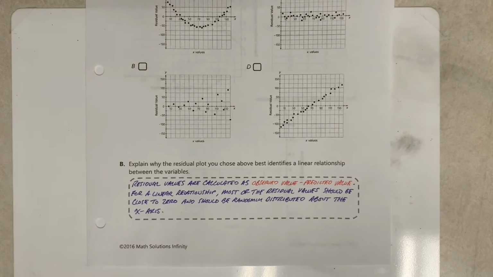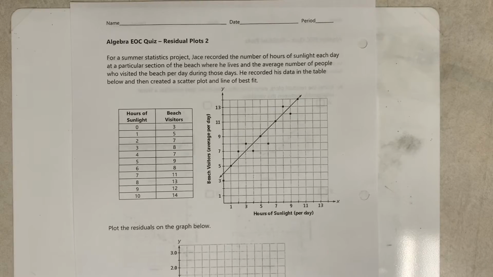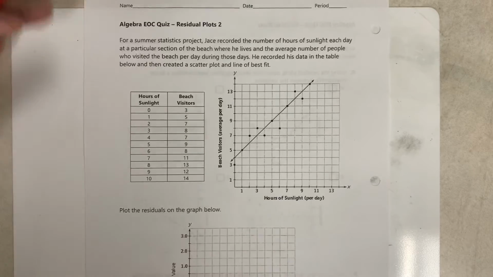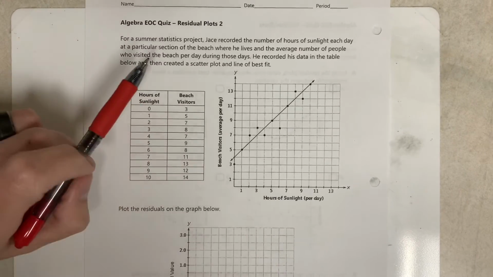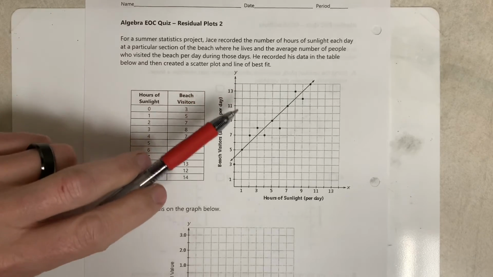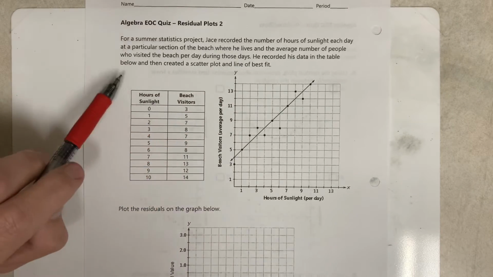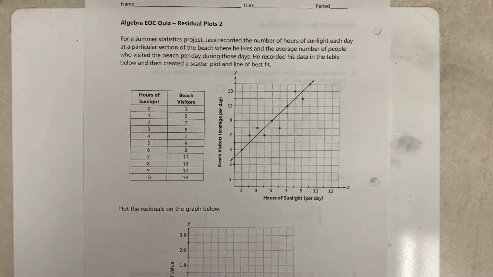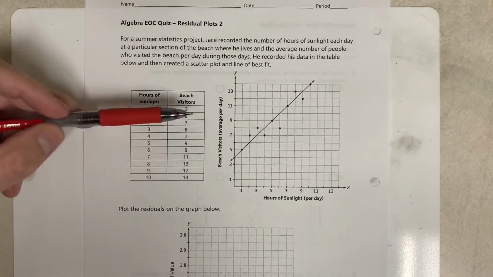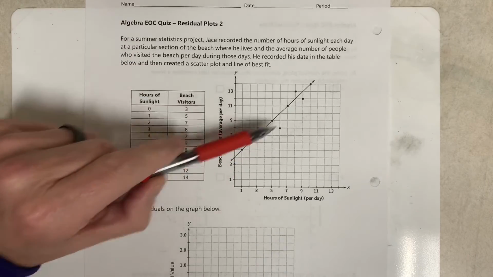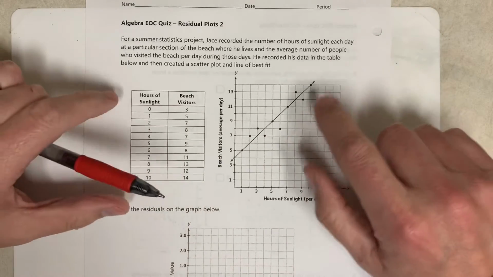All right, so now that we have that written down, we can take a look at what they actually have you do on the end of course test. And that's going to look something like this. So it says, for a summer statistics project, Jace recorded the number of hours of sunlight each day at a particular section of the beach where he lives and the average number of people who visited the beach per day during those days. He recorded his data in the table below and then created a scatter plot and line of best fit. So you have a table of values, a scatter plot, and the line of best fit.